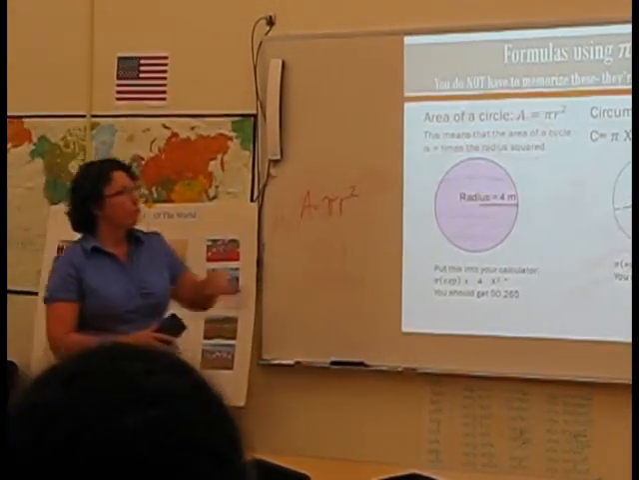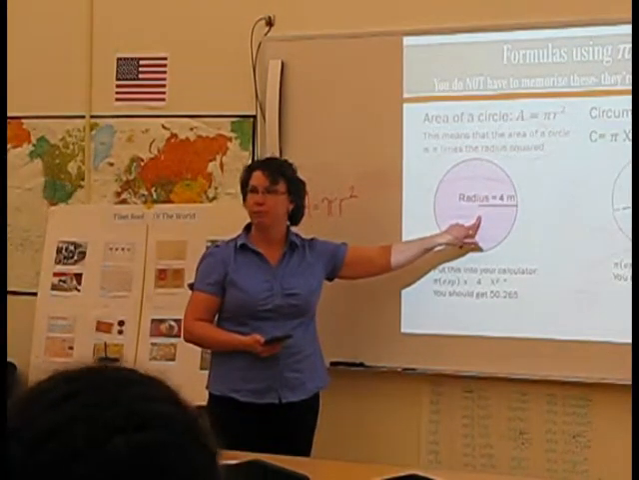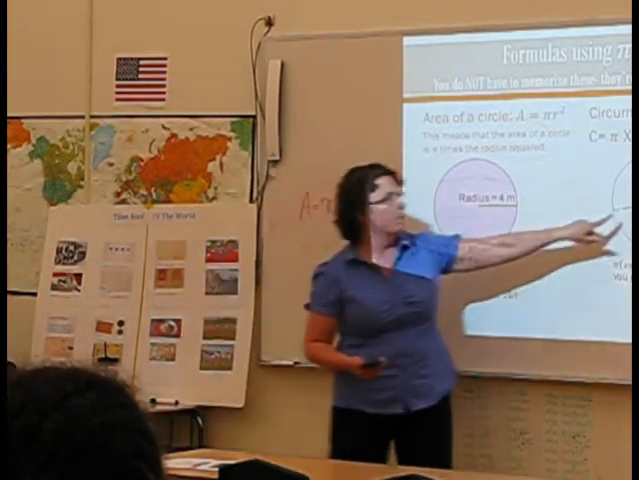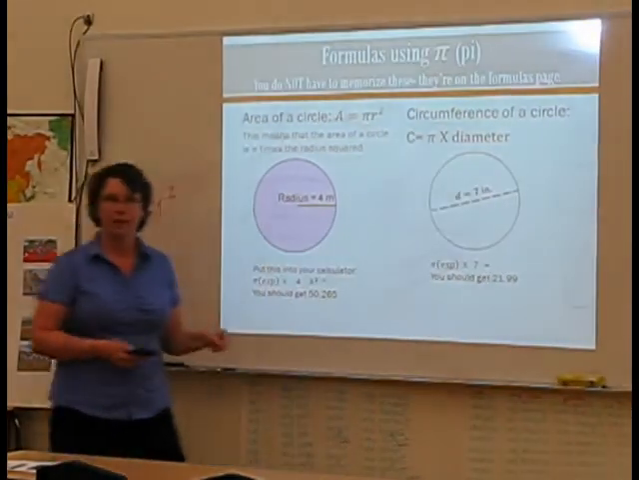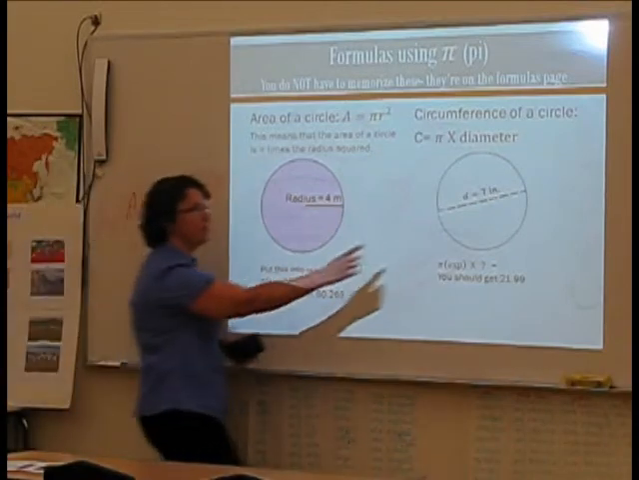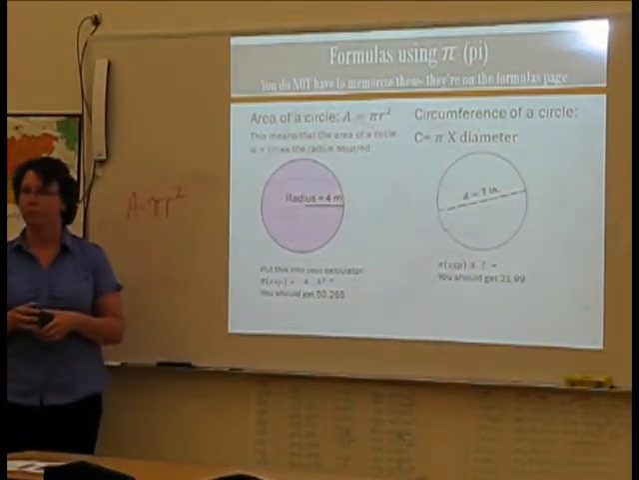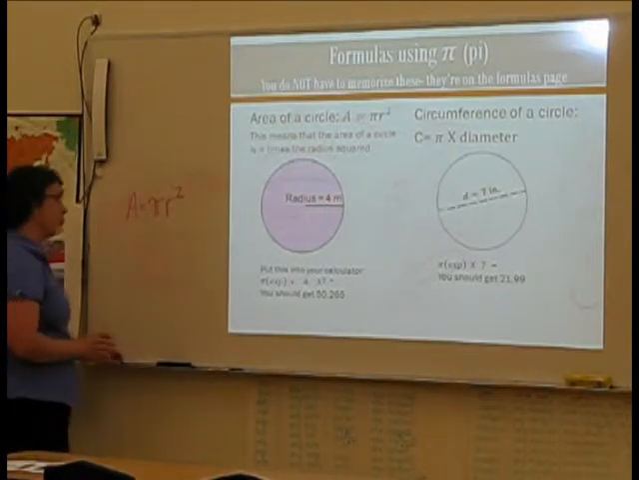Okay. The radius of this one is 4 meters. What's the diameter? Oh, it'll be 8. 8, yeah. The diameter of this one is 7 inches. What's the radius? The radius would be half as much, right? The radius is from here out. So what would that be? 3.5. Yeah, 3.5. Okay, we good?